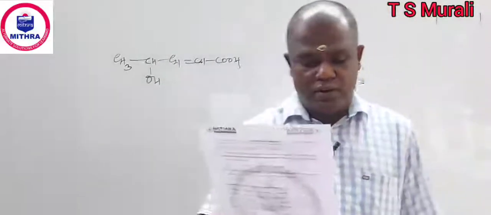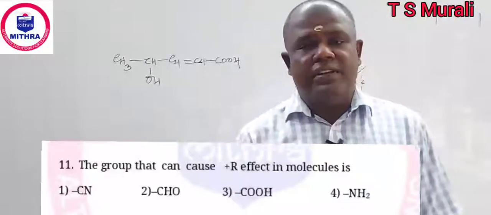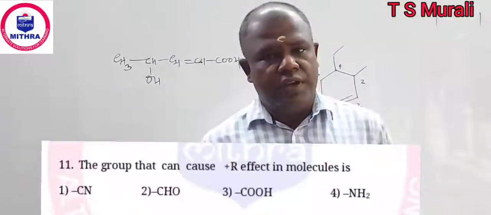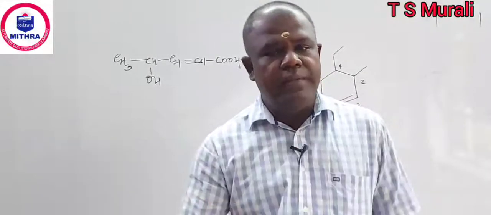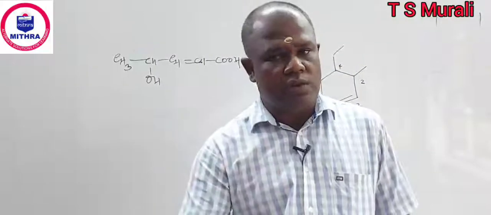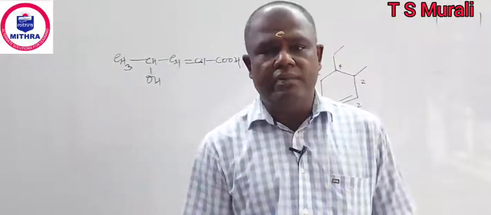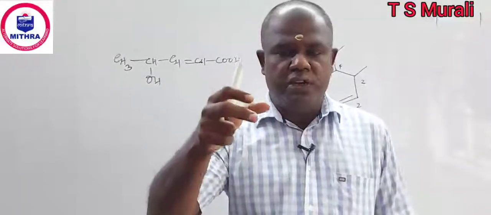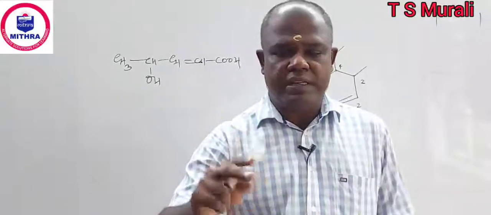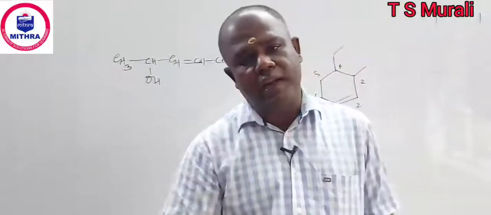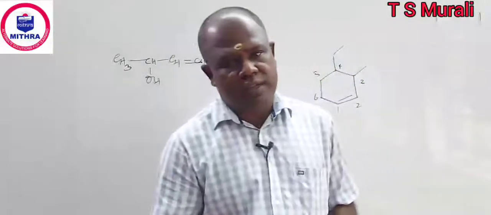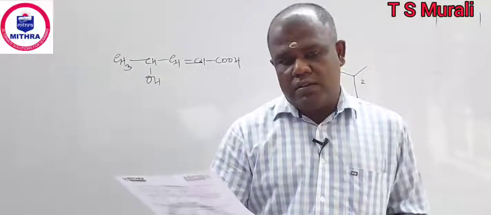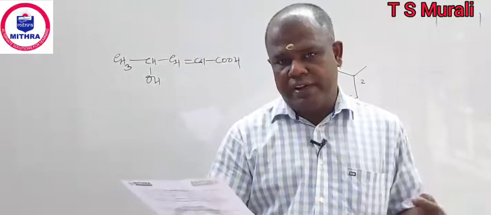Okay, next one. Plus R effect or plus M effect, mesomerism or resonance, both are the same. Plus M means participating in resonance by giving electron. In organic chemistry, we are mainly dealing with benzene as the resonating system. And we know so many functional groups. When a functional group is connected to the benzene ring, it will participate in the resonance of benzene either by giving electron or by taking electron. If it is giving electron, it is called plus M or plus R. If it is taking electron, it is called minus M or minus R. Okay, I am not giving the answer to you. You find and tell me.